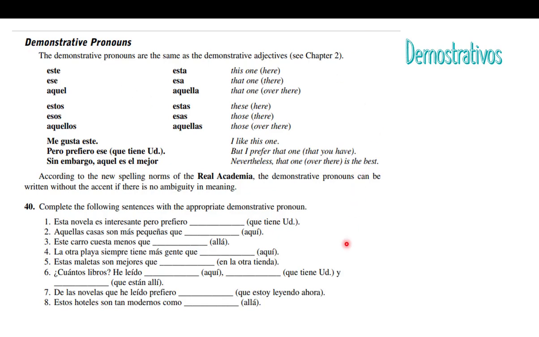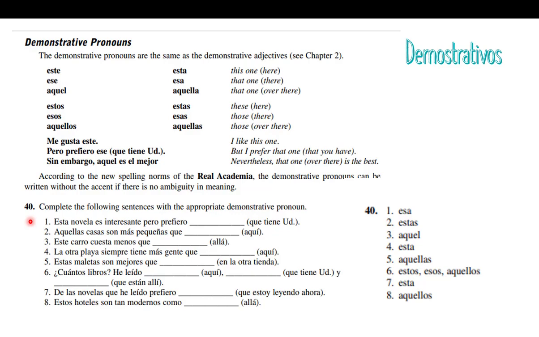So finally, I've given you an exercise as well. It's more about, so you have ese, aquí is here, so it'd always be este, and allá is over there, so it'd be aquello, okay? So just looking at the sentence and adding it. If you want to stop the video again and try it, do it, and then the answers are going to show up here. So esta novela es interesante, pero prefiero esa.